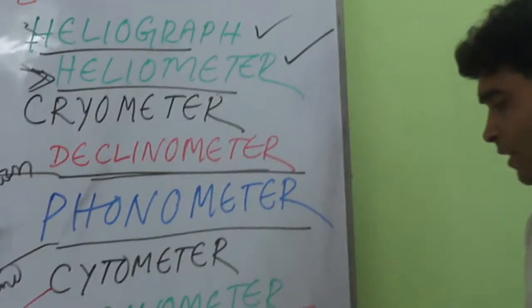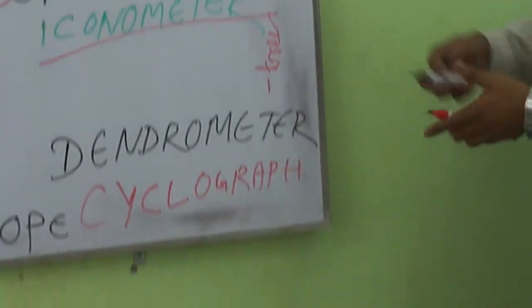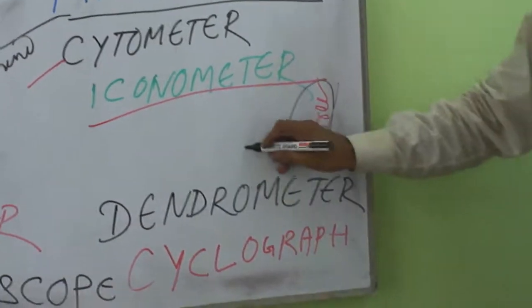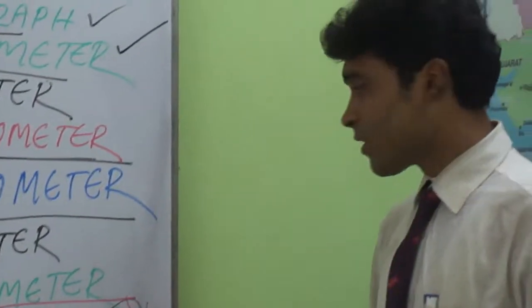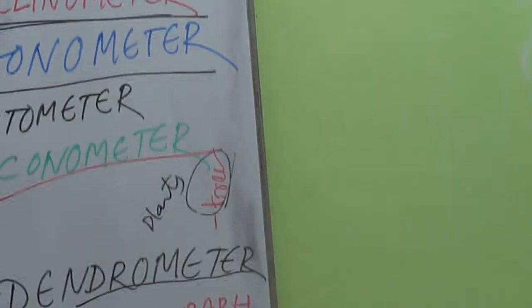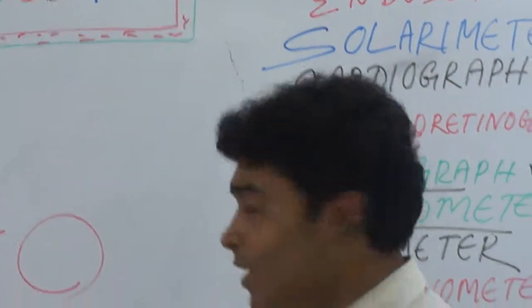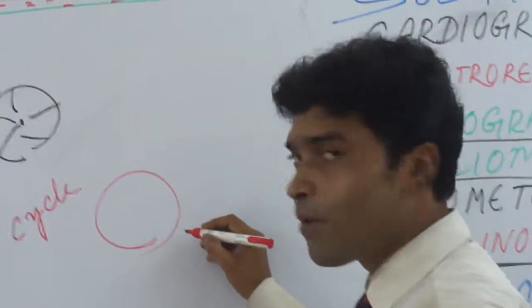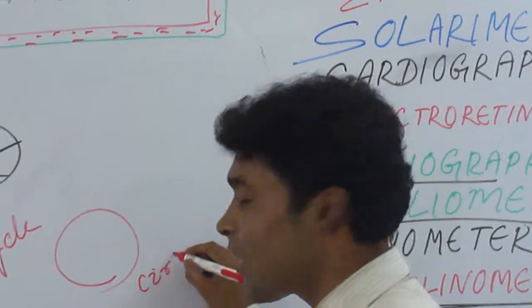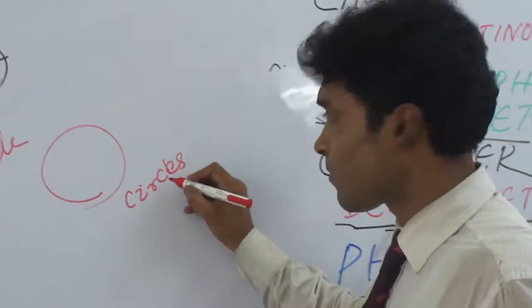Another thing is your dendrometer. Dendron is very simple: tree. So the density of trees and plants in jungles is measured by the dendrometer. Simple. What is a cyclograph? Very interesting. Just remember cyclometer or cyclograph. Cycle means round, like the spokes of a cycle. So the cyclometer is the instrument used to view circles.